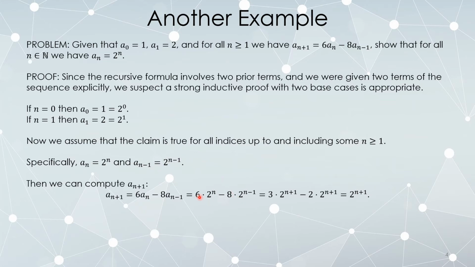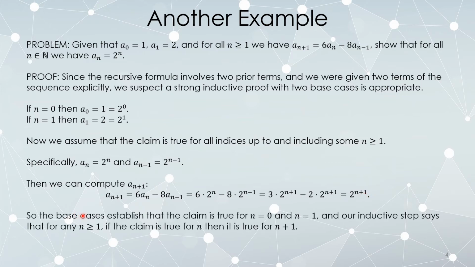Now 6 is 2 times 3, and I can absorb that 2 into 2 to the n. So 6 times 2 to the n gives me 3 times 2 to the n plus 1. And 8 is 2 times 4, or 2 times 2 squared. So I can absorb that 4 into 2 to the n minus 1 and get 2 to the n plus 1. Now I have 3 times a thing minus 2 times the same thing. 3x minus 2x is just x. So ultimately, a sub n plus 1 is in fact 2 to the n plus 1.